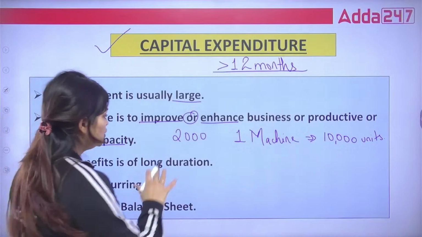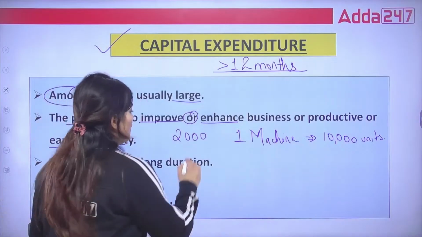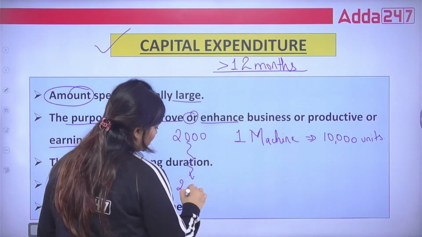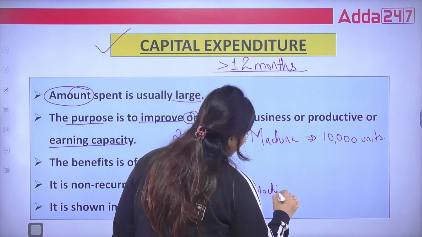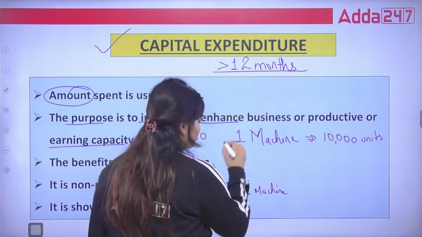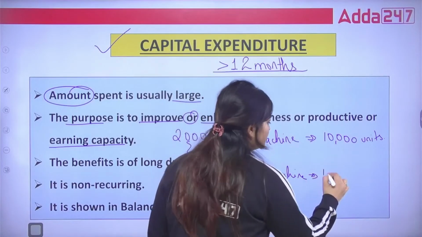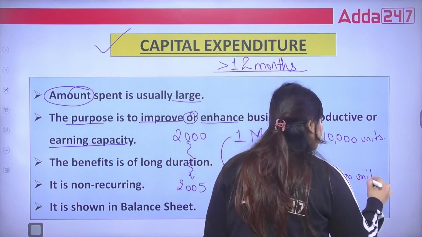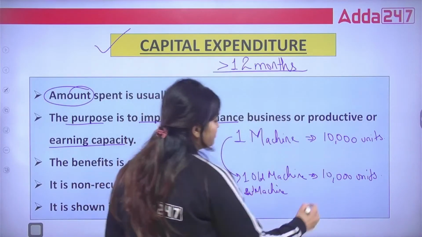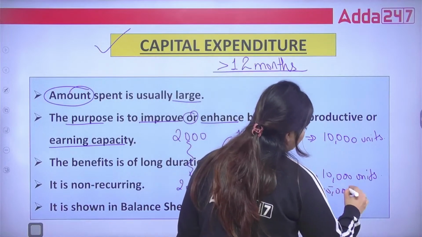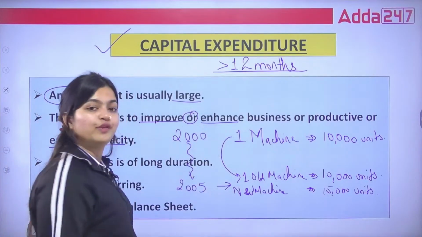Correct? In 2000, I purchased one machine that produces 10,000 units. Now, after 5 years, I purchased one more machine. Yes, so now I have two machines. One, my old machine, which still helps me produce 10,000 units only. But this new machine, which I purchased in 2005, helps me produce 15,000 units. And I will use this machine, suppose, for the next 15 to 20 years.